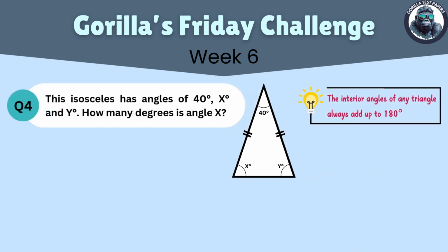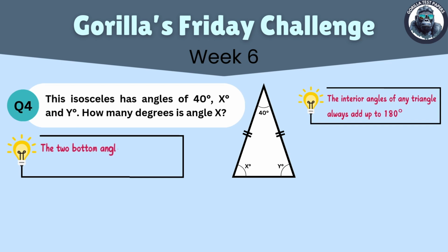So let's get into it. For this question, we will use the previous learning point along with a new learning point, which is that the two bottom angles in an isosceles triangle are always equal. So let's use both of these learning points for this question.